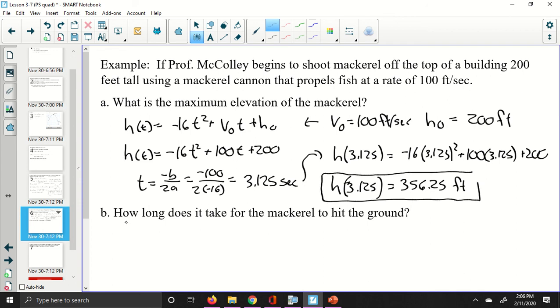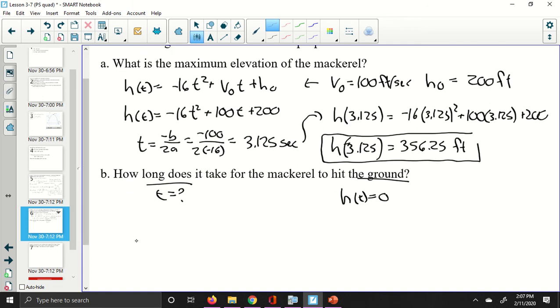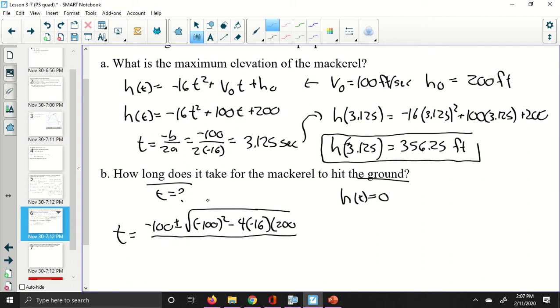And so the next question is, how long does it take to hit the ground? So this is a time that we're looking for. When it hits the ground, we'll have an h of t equaling 0. So we're trying to find a time when it's equal to 0. I'm going to use the quadratic formula to do that. So I'll say t is equal to negative 100 plus or minus the square root of negative 100 squared minus 4 times a, which is negative 16, times c, which is 200, and that'll be all over 2 times a, which is negative 16.